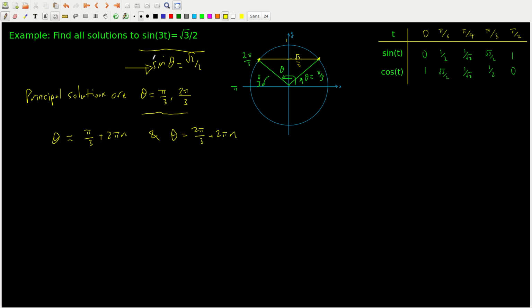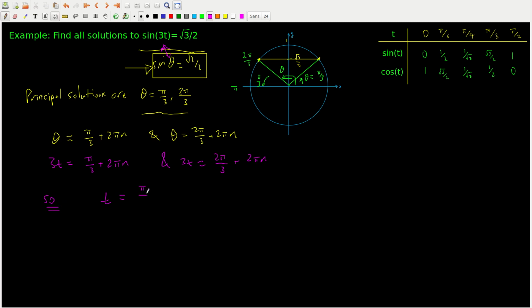That would solve this equation that I altered from the original. But the trouble is that wasn't the original. The original equation had theta equals 3t. So I'm going to replace theta with 3t. So I'm saying that 3t must be equal to pi over 3 plus 2 pi n. And 3t must be equal to 2 pi over 3 plus 2 pi n. That's the other alternative set of solutions. And I can then solve for t.